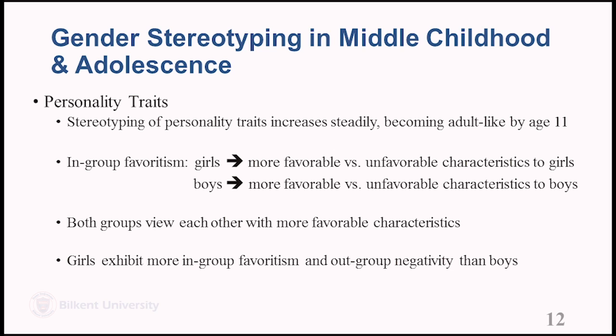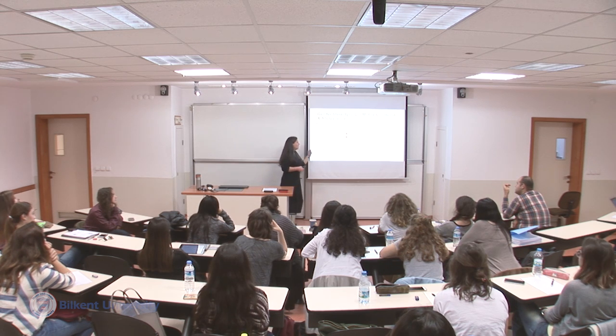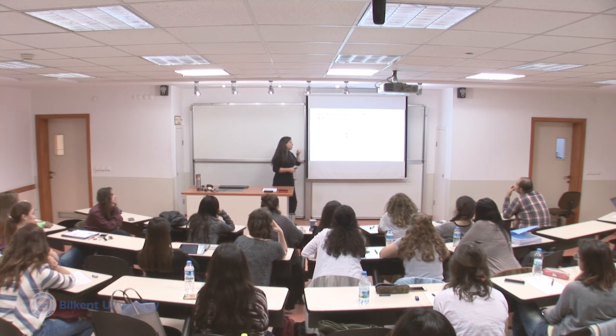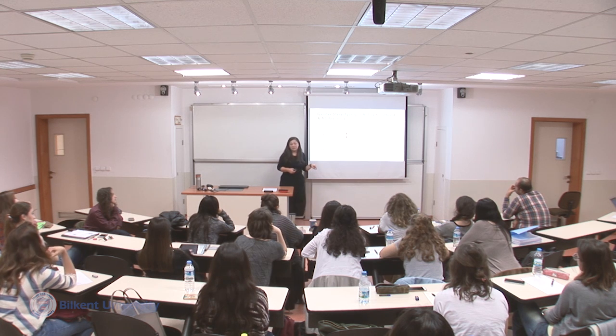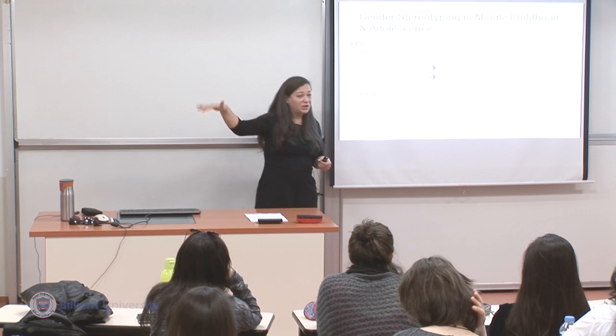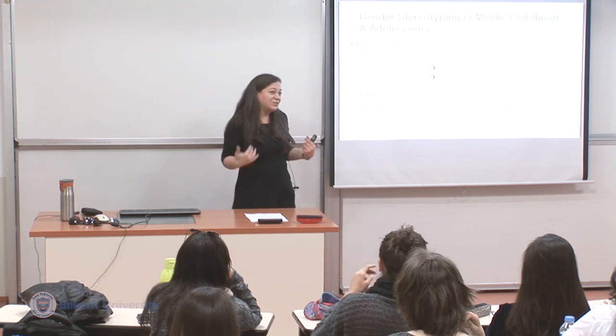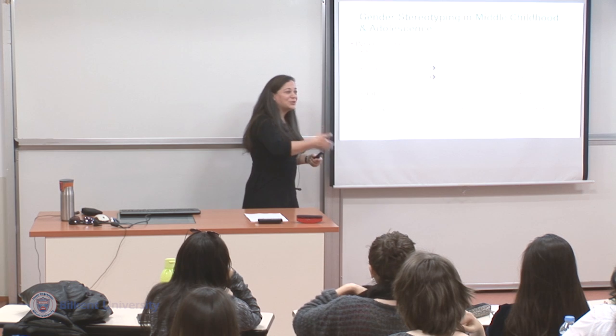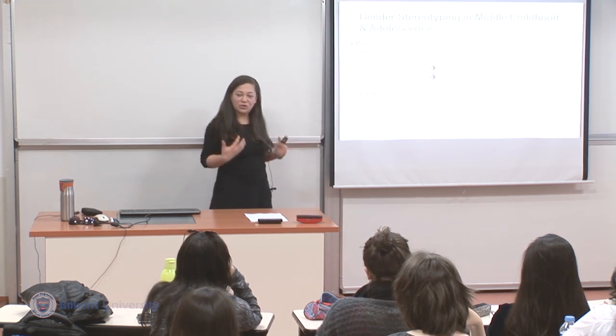However, usually both groups view each other with some favorable characteristics, meaning girls also think about boys as having some favorable characteristics, and boys might actually think that girls also have some favorable characteristics, rather than thinking that they're better or worse. In time, girls exhibit more in-group favoritism and out-group negativity than boys. So at one point, they actually learn to think that boys are no good and girls are better, whereas boys don't seem to actually display this strong preference.